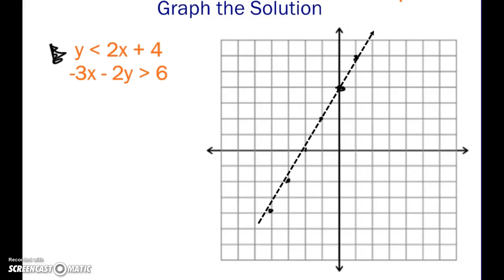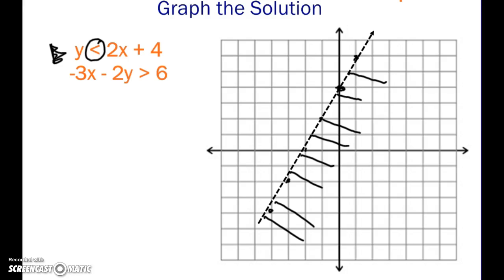Okay. The next thing I need to ask is, is that graph shaded above or below? It's less than. So we know we shade below. So I'm just going to put some lines down here. We want that area of this first graph shaded.